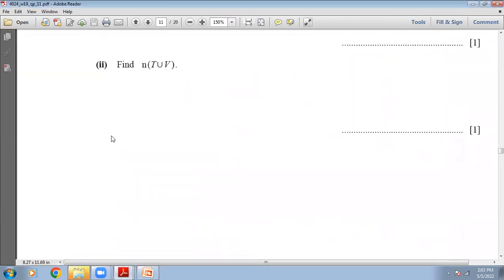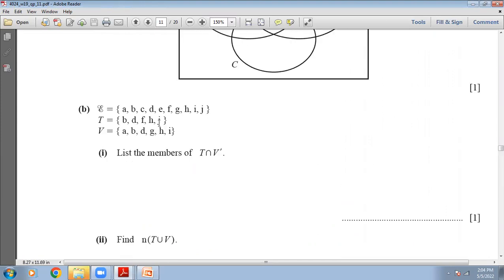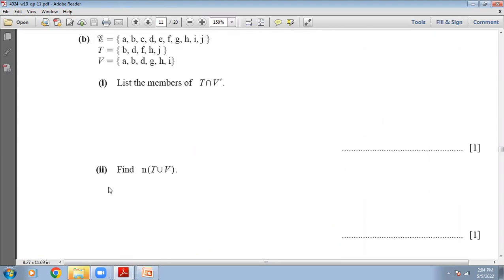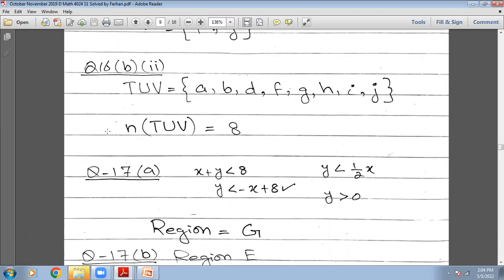So let's check. F and J is the right answer, sir. Okay. So then the next part is they want how many members. This small n means how many members. How many members are there in the T union V? So we have to make the union of T and V. In the union, what you do, you take all the members of both the sets, and you do not repeat any member. So then we have to tell how many members are there. Small n means how many members are there.